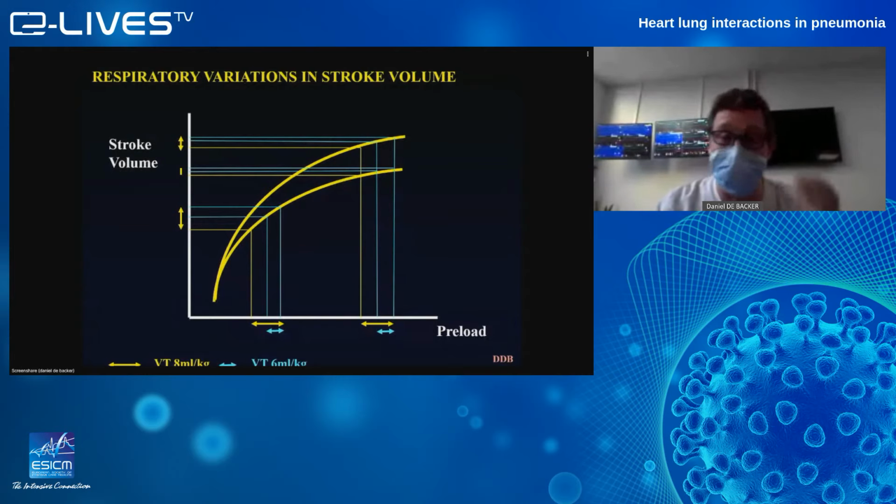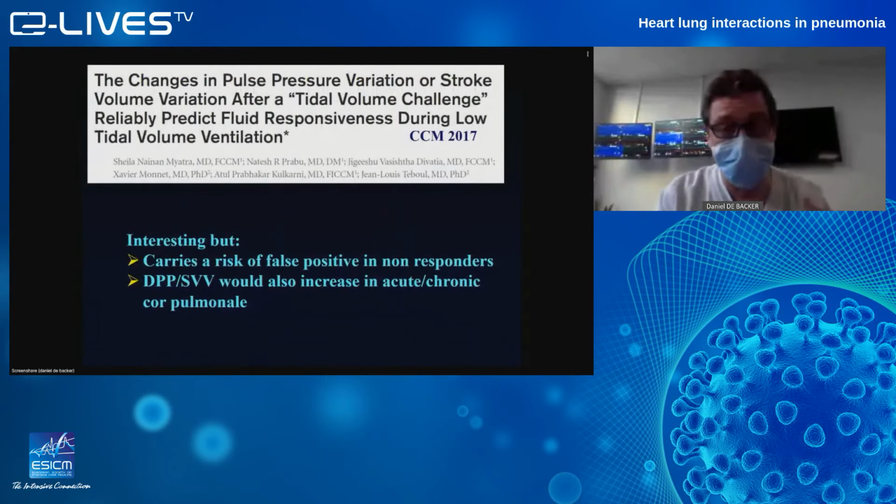One of the problems still remains that we may have an issue by increasing the tidal volume, especially when we increase the tidal volume a little bit too much, we may sometimes induce some false positives in some patients, especially as illustrated here. This change in stroke volume here is relatively minimal and probably not valuable in many of these patients. So it still carries a risk of false positive response in non-responders.